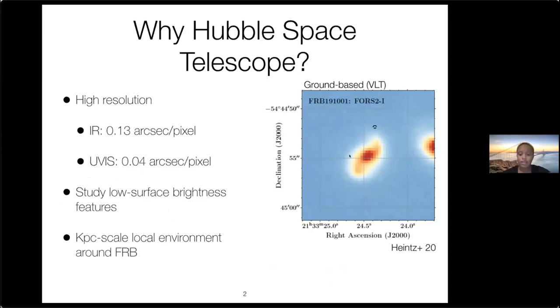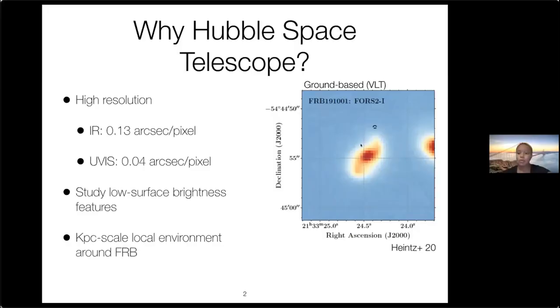So here I'm showing an image presented in Heintz 2020, which is a ground-based VLT image of the host of FRB 191001. And as you can see, there's a hint of the extension of spiral arms and other features going towards the FRB localization, which is in the black circle there.